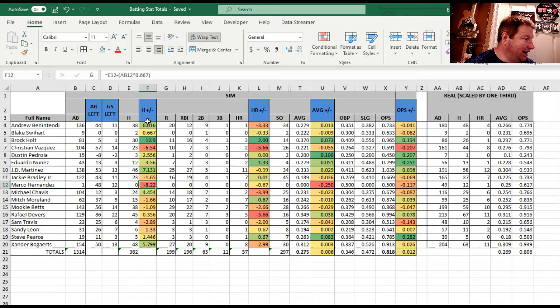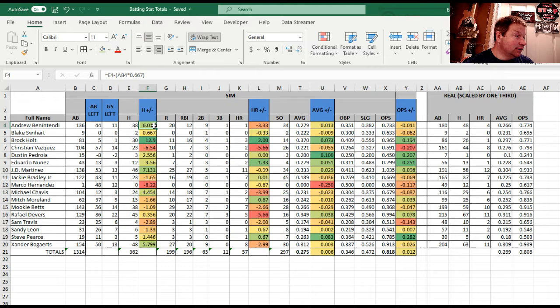And I'm not sure why I scaled this. I guess what I'm saying is, at this point in the season, who is ahead of the game? Brock Holt clearly is. He had 26 hits and he's got 30. He's way over. So basically, he shouldn't start anymore. He'll get one more start, maybe two more starts. But he's well overperformed.